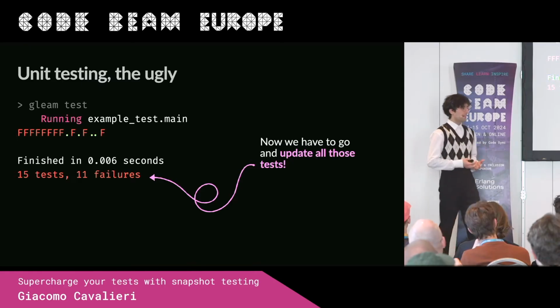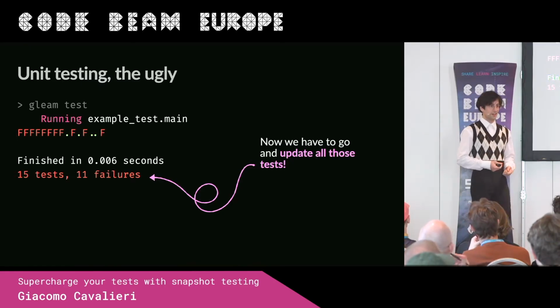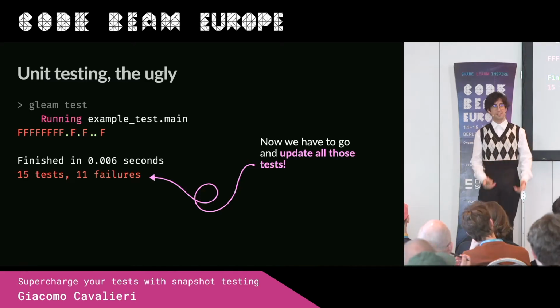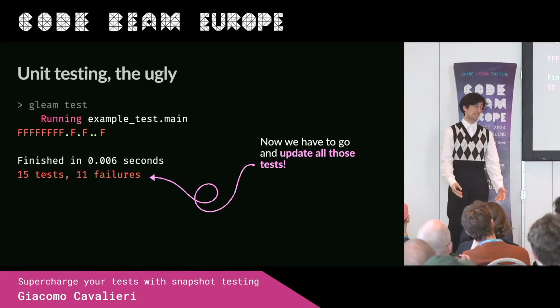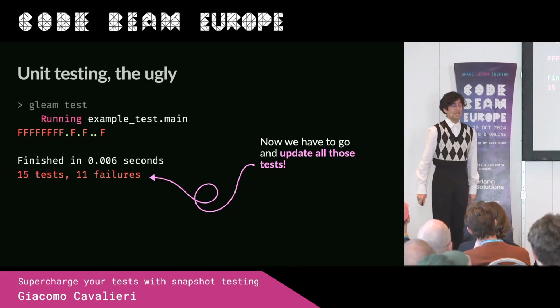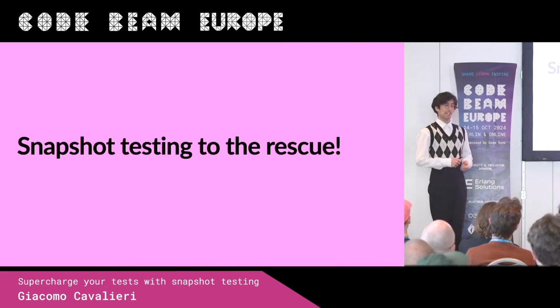So how can we make life for ourselves easier here? How can we make writing tests a bit nicer, to have a better developer experience? Well, if you've read the title of the talk, you know where I'm going. The solution is snapshot testing.